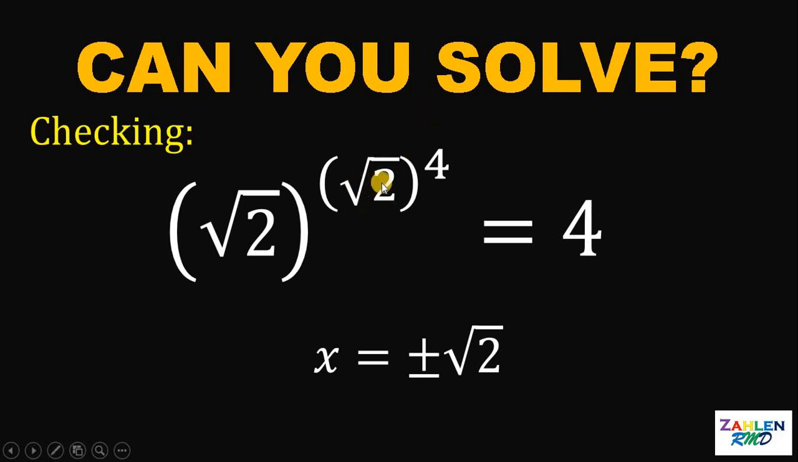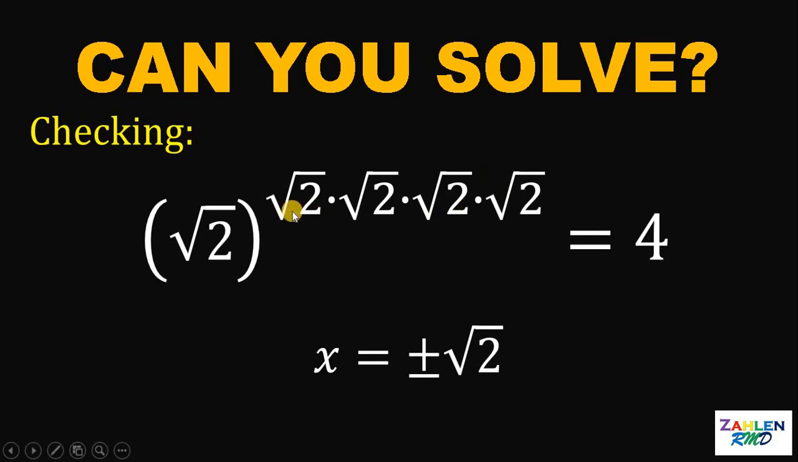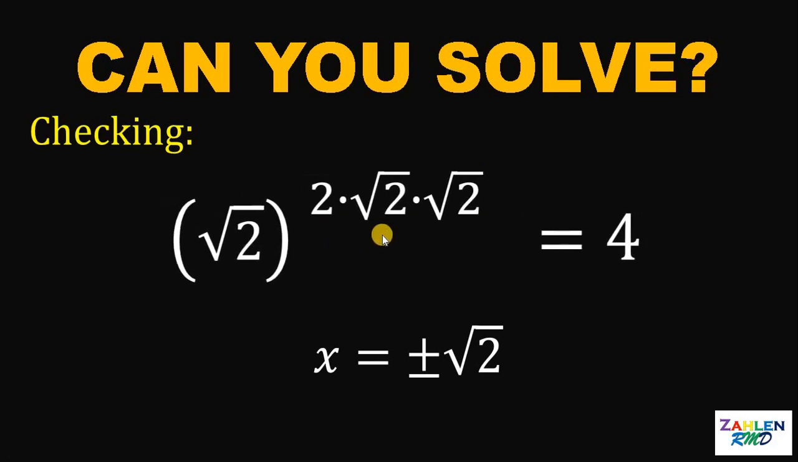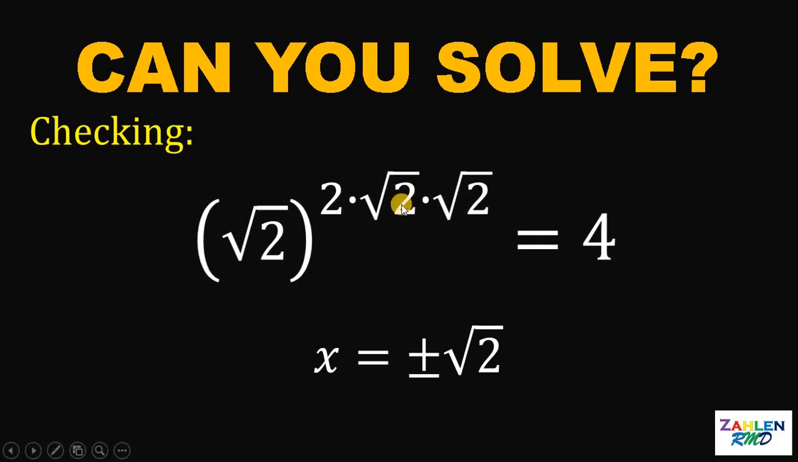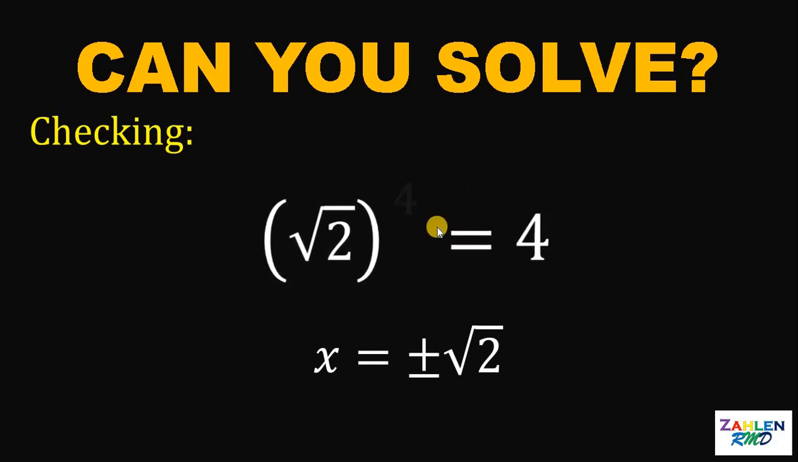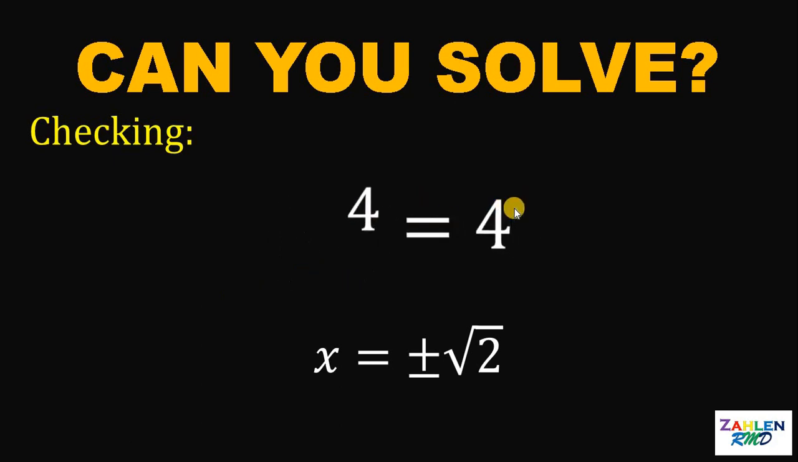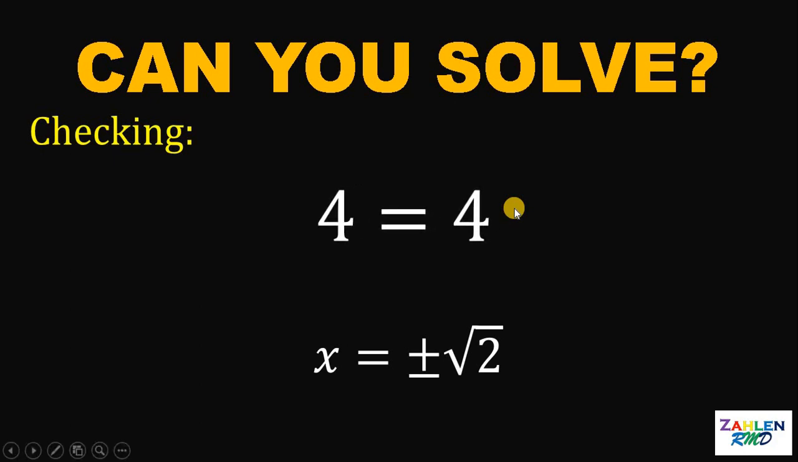Now, square root of 2 raised to 4 is simply square root of 2 multiplied 4 times. And now, square root of 2 times square root of 2, the first two square root of 2 will give us 2. Now, for the last square root of 2, square root of 2 times square root of 2 will give us another 2. And 2 times 2 will give us 4. And now, we have again square root of 2 raised to 4, and we know that it is equivalent to 4. Therefore, positive square root of 2 is definitely a solution to this equation.